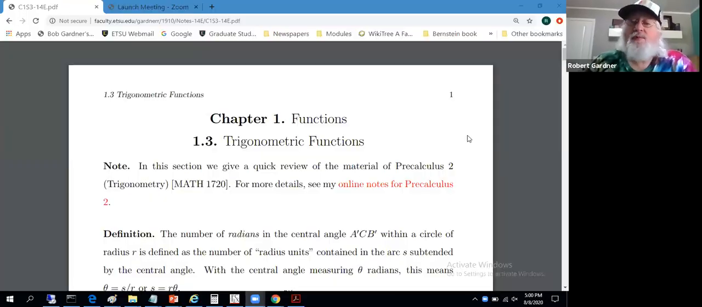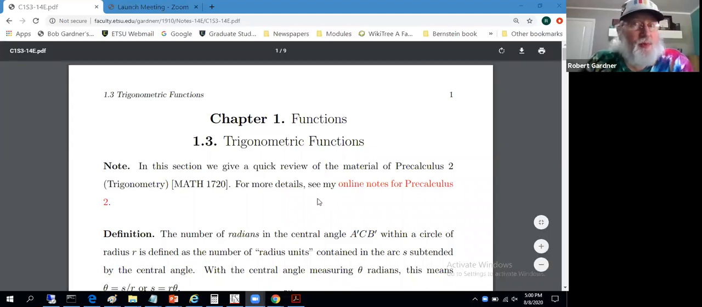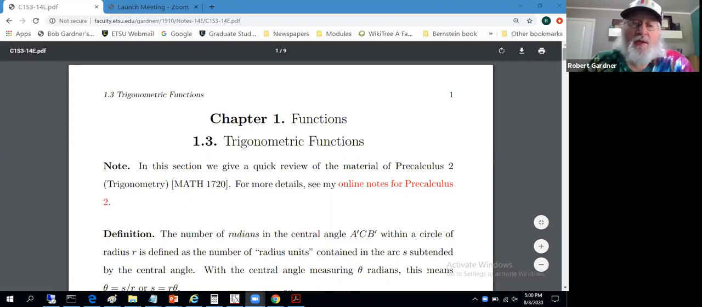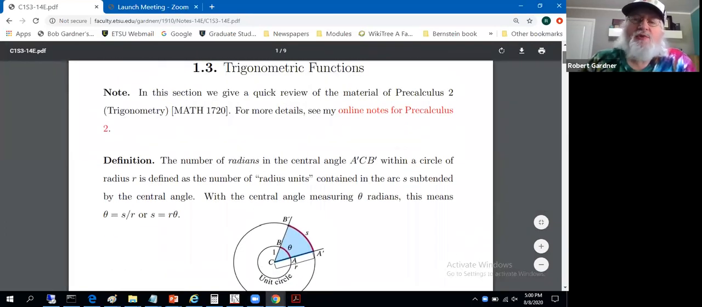Okay, let's do section 1.3, trigonometric functions. This is really just a super quick review of the material of Pre-Calculus 2, trigonometry. I have online notes posted. If you'll click on the link there in the PDF file, it's posted online of this material. That'll take you to some Pre-Calculus 2 notes. Probably a good idea to refresh your memory on all the trig functions and their graphs and so forth.